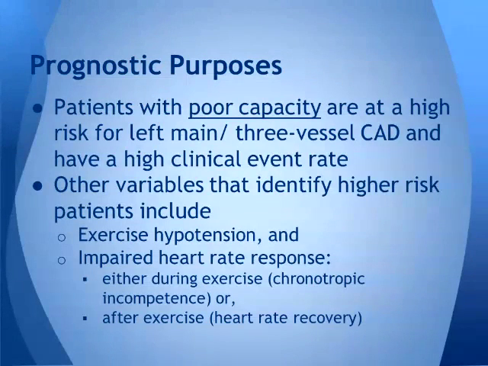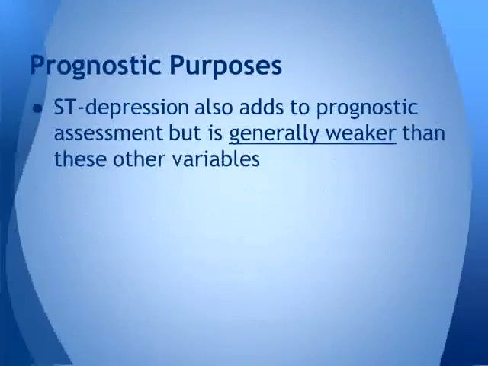Other variables that you might see mentioned in the exercise test report include exercise-induced hypotension, or inappropriate heart rate response, whether they had chronotropic incompetence during exercise, meaning they were unable to have a heart rate increase, or after exercise, their heart rate stayed persistently elevated for a long duration post-exercise into recovery, which is known as heart rate recovery. We use ST depression on a diagnosis level. As far as prognostic level goes, it's a generally weaker prognostic assessment than those previous variables mentioned.